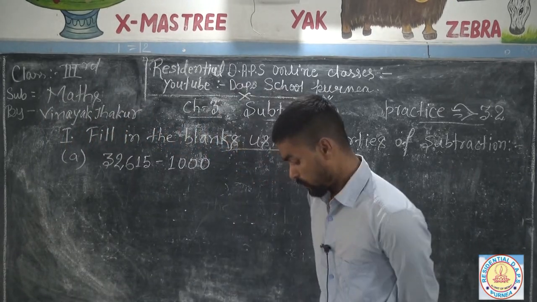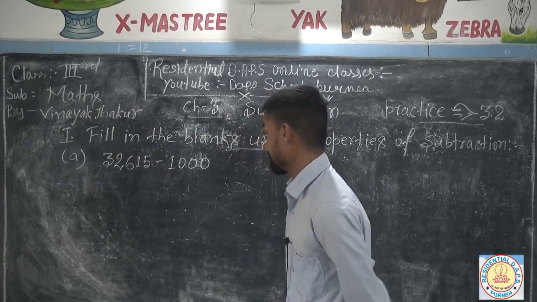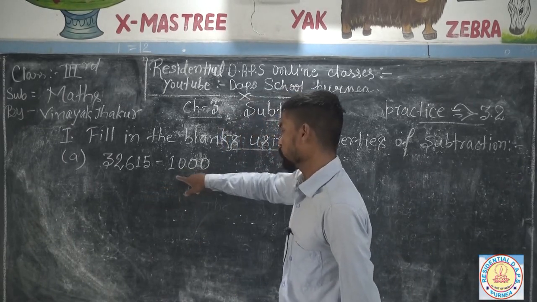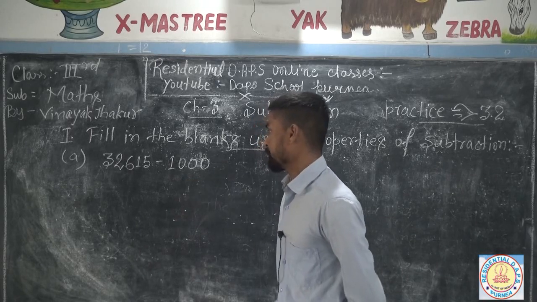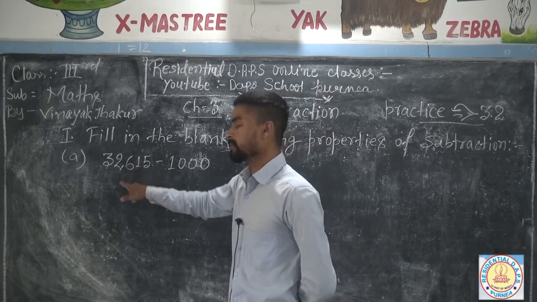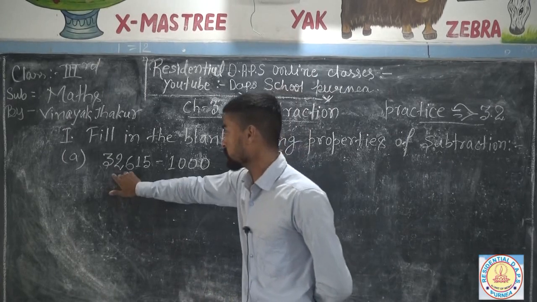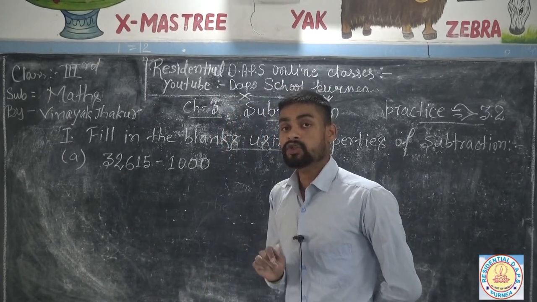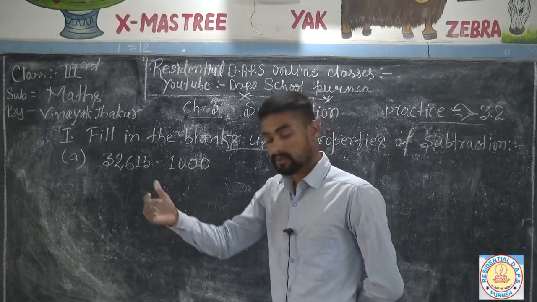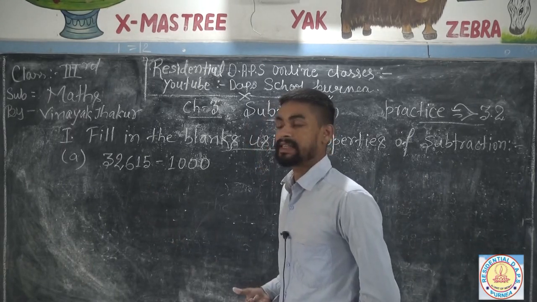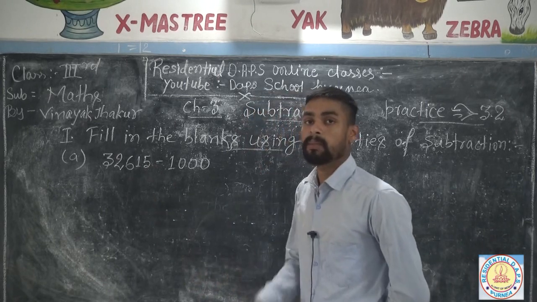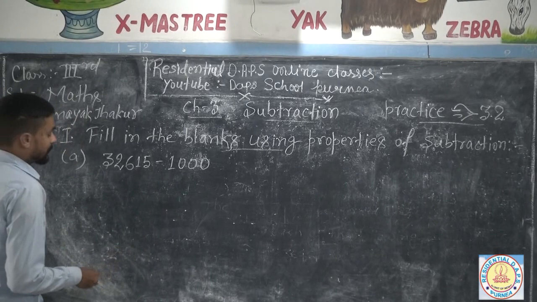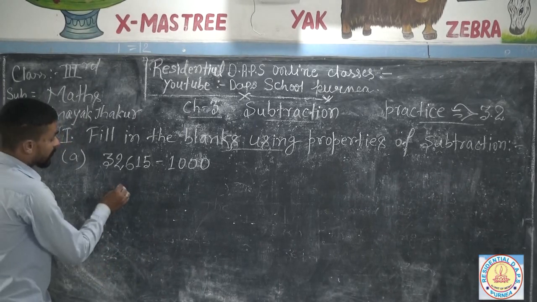So what is the property of subtraction here? I will tell you. I told you before that if we subtract 1,000 from any number, its thousands place changes and it becomes one predecessor. It decreased by 1. So this is the formula.